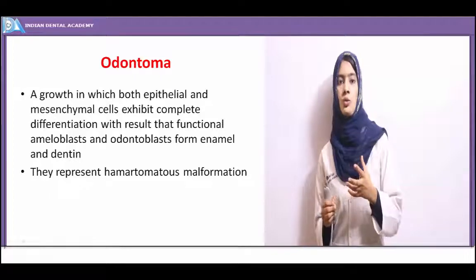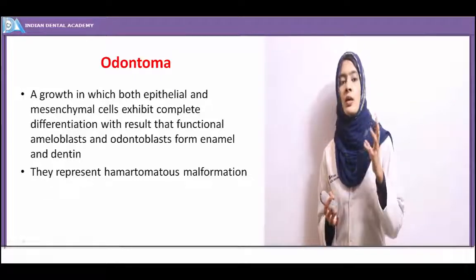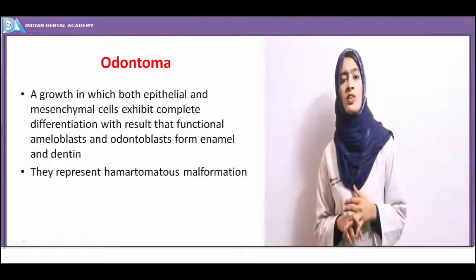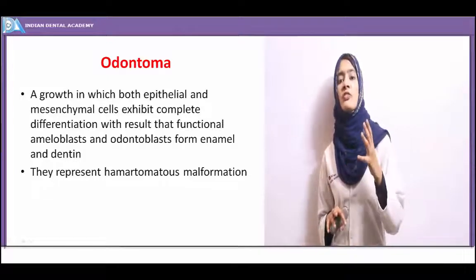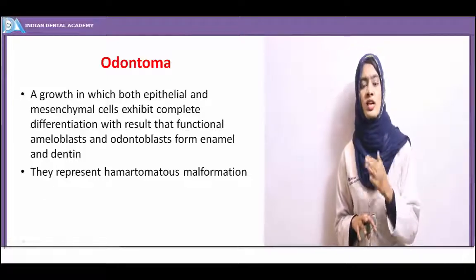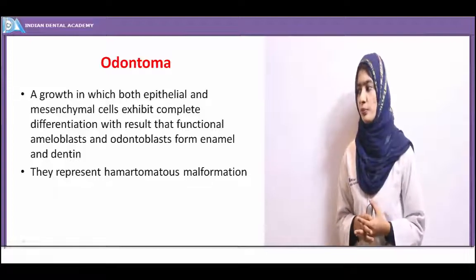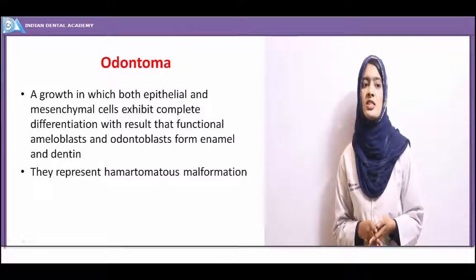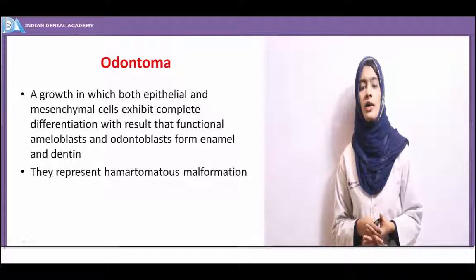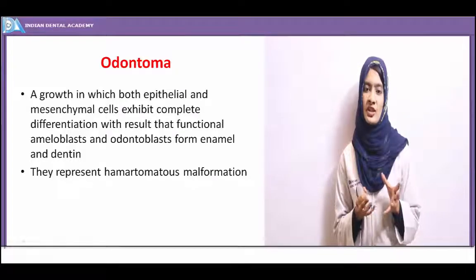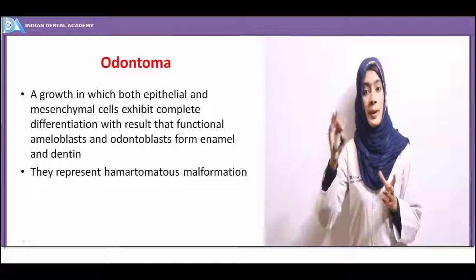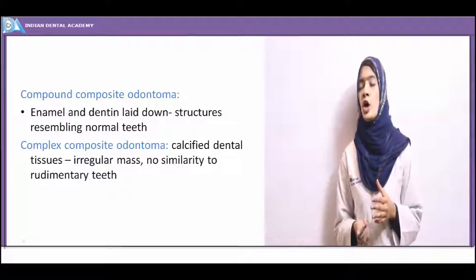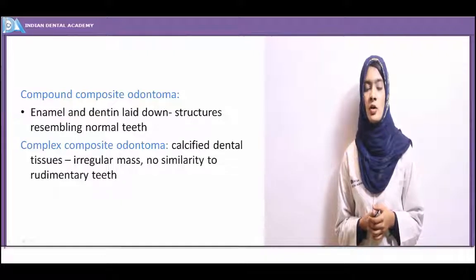Now we'll see what is odontoma. Odontoma is a tumor arising because of both epithelial proliferation and mesenchymal connective tissue proliferation. Here the cells differentiate and form some calcified tissue which resembles enamel and dentin formation. Okay, so they represent hamartomatous malformations. They are tumor-like lesions which resemble enamel or dentin. Odontomas are basically calcified tissues which may or may not bear resemblance to normal tooth structure. Based on that, they are divided into compound composite odontoma and complex composite odontoma.